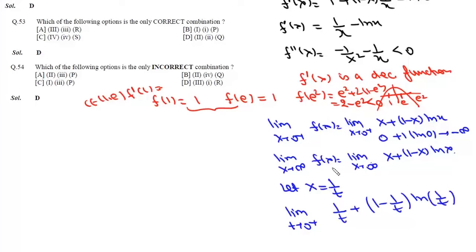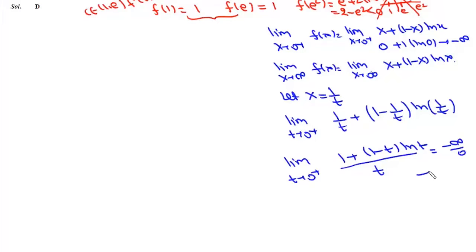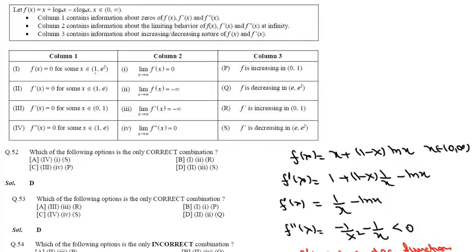So we can simplify this as limit t tends to 0 positive, we'll take t common, and here will be 1 plus, and it will be 1 minus t into log t. Now we'll find its limit. Now this is log 0, which is minus infinity upon 0, not an indeterminate form but minus infinity. So at infinity it will be minus infinity.